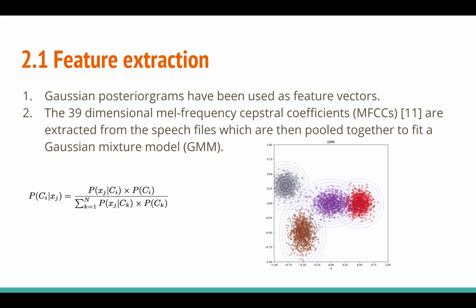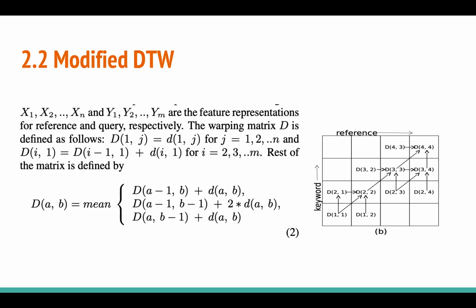So with these Gaussian posteriorograms, first they extract the 39 dimensional MFCC features and train the GMM model. Once they train the GMM model, they extract the posteriorograms, and it's very easy, as I just explained. It's simple. Once you get the posterior feature for every frame, then you can do DTW. I'll come to that. So that is the feature extraction method and GMM training method.